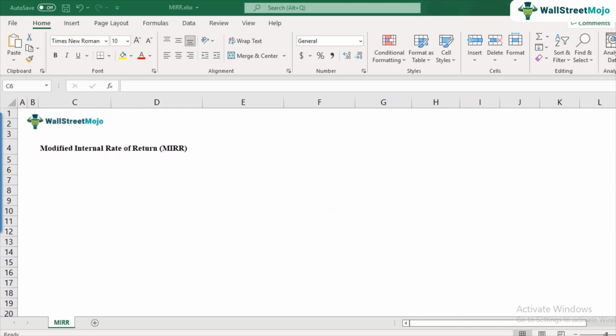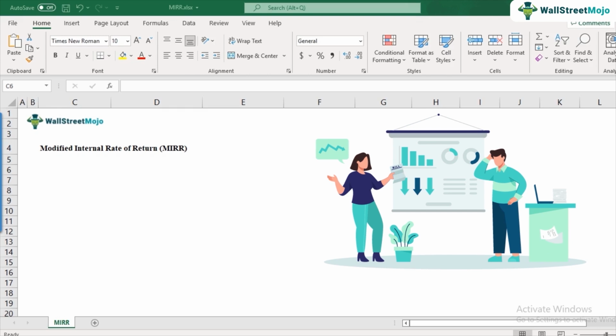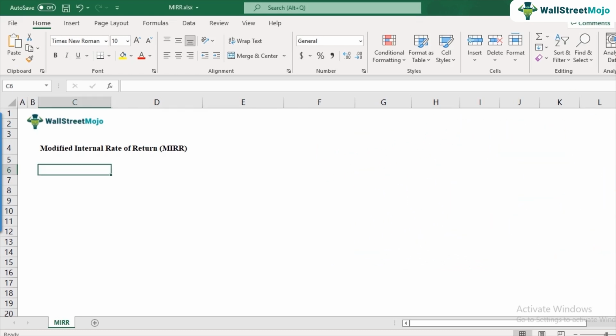Okay. Now, why do we really use MIRR or modified internal rate of return? The primary reason is that your internal rate of return has lots of limitations or problems. So once we understand what those problems are, it will be easier for us to understand the concept of modified internal rate of return. So let's understand the IRR problems first. The very first one is the problem of multiple IRRs.